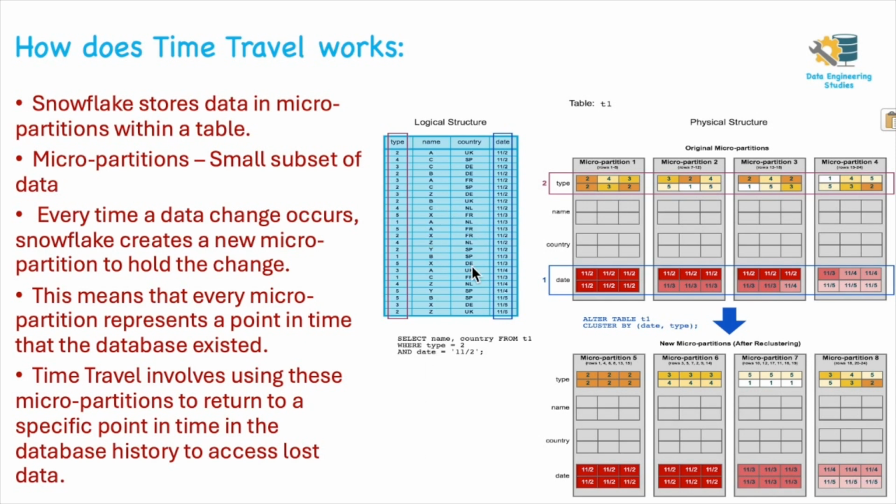Let's take an example of this table in this diagram. For this table, Snowflake created 4 micropartitions. After this, we are running an alter statement. After the alter statement, Snowflake created 4 new micropartitions instead of modifying the existing micropartitions. In short, time travel works because Snowflake keeps the timeline of micropartitions. So when you use time travel, you are querying the historical version of micropartitions and not rewriting or recovering from backups. Now let's see the practical implementation of Snowflake's time travel feature.